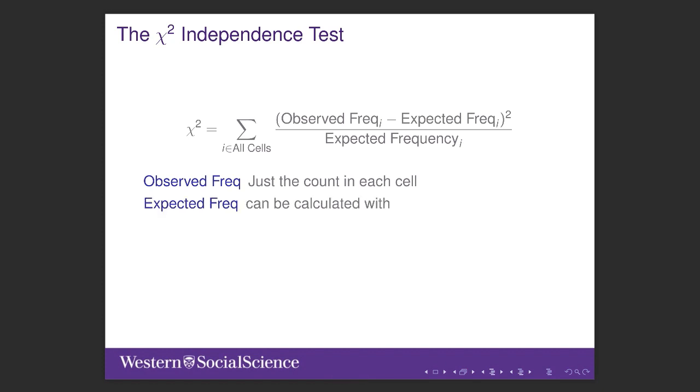The expected frequency is what we would expect the frequency to be if the two variables were, in fact, perfectly independent. We can calculate the expected frequency by multiplying the column marginal, or total value, by the row marginal, or total value, and then dividing that product by the total number of observations in the entire table. Let's work through an example.